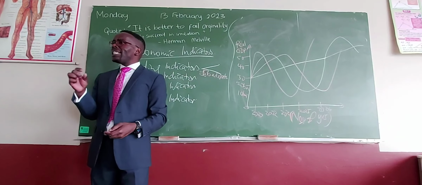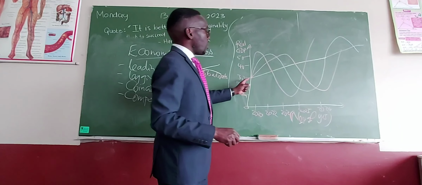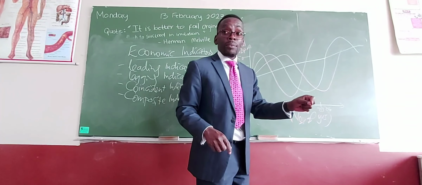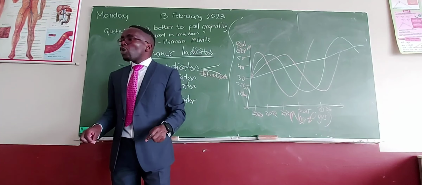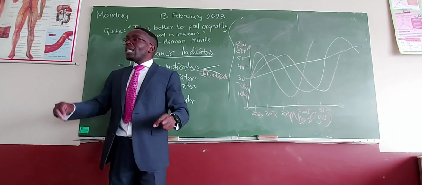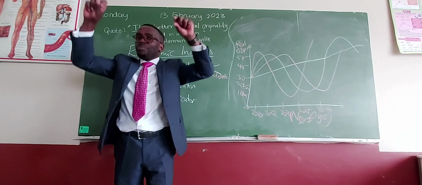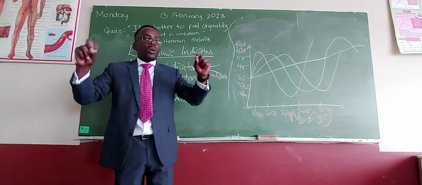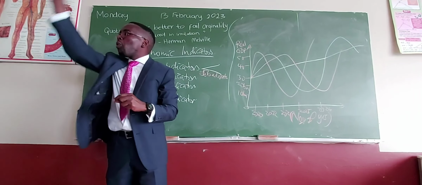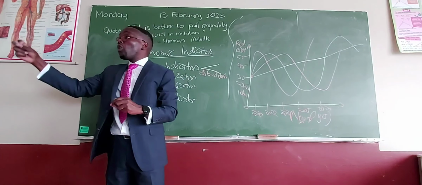Now, our prime lending rate is a lagging indicator because when we see that the prime lending rate is increasing, it actually shows that the economy has reached its peak. The reason why the prime lending rate is increasing is because we want to dampen the economy. Now, it's confirming where the economy was.